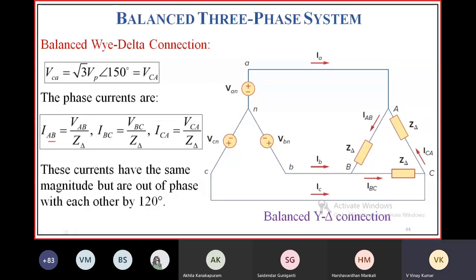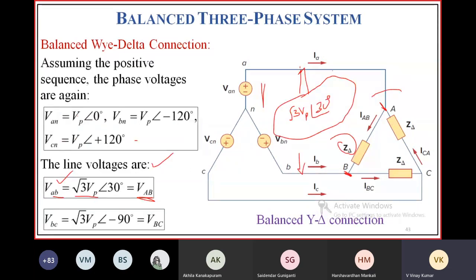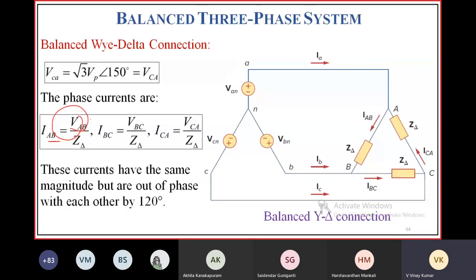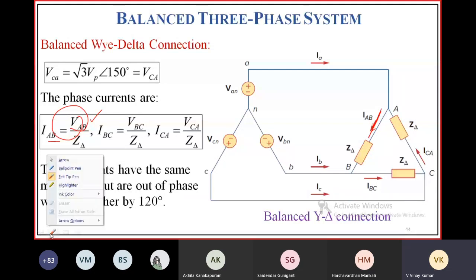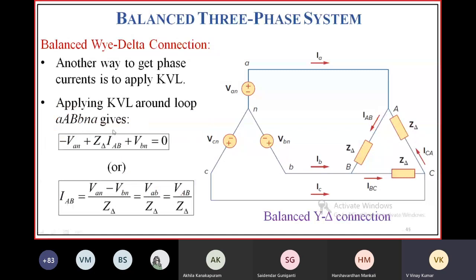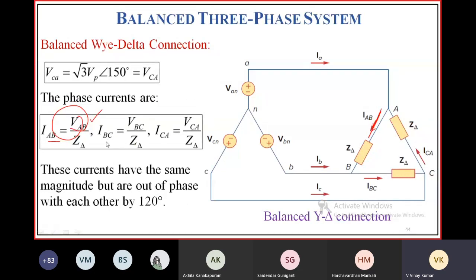Okay, so IAB is equal to VAB, that is root 3 VP at an angle 30 degrees, divided by Z delta. You can find IAB, the current which is going through this branch. Similarly, you can find IBC, that is VBC by Z delta.